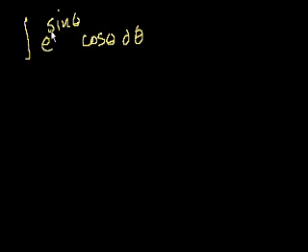But what you see is, you have a function here, and you have its derivative, right? The derivative of sine of theta is cosine of theta. So you could do the shortcut where you don't even use substitution. You say, oh, well, then I could just treat this like an x. So the antiderivative of e to the x is e to the x plus c.